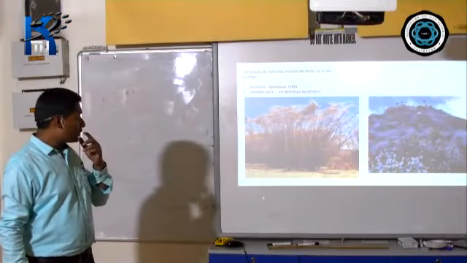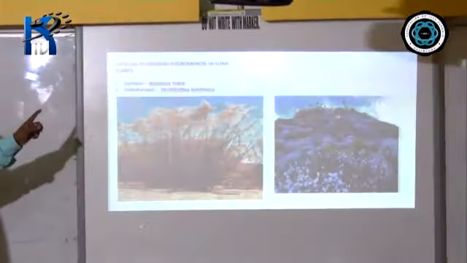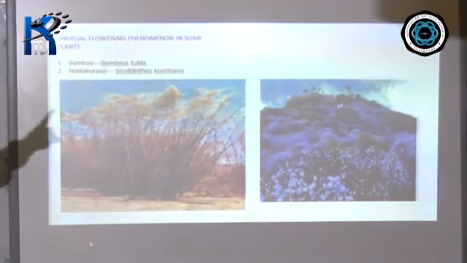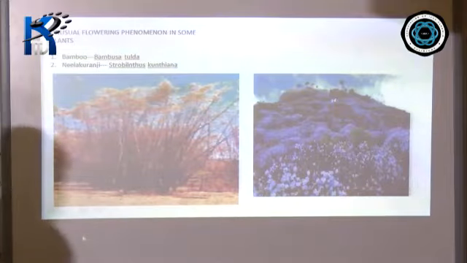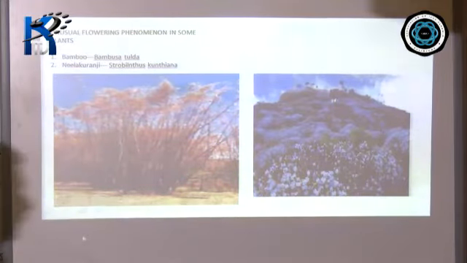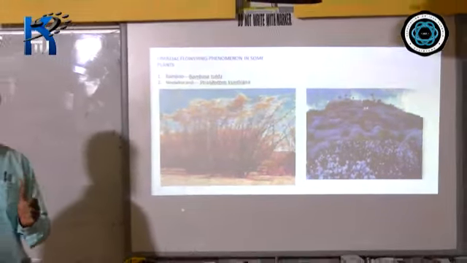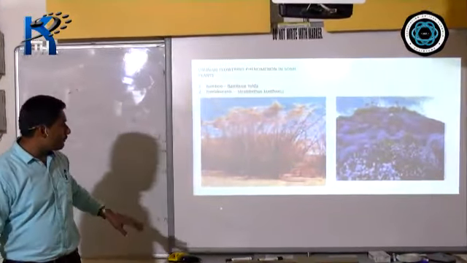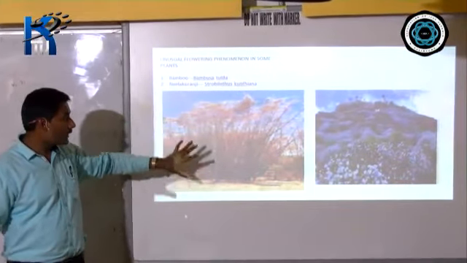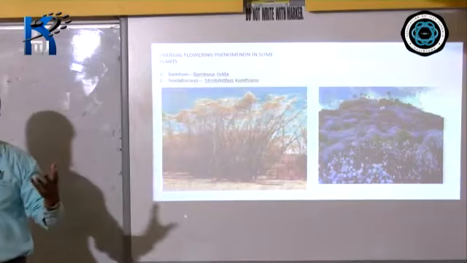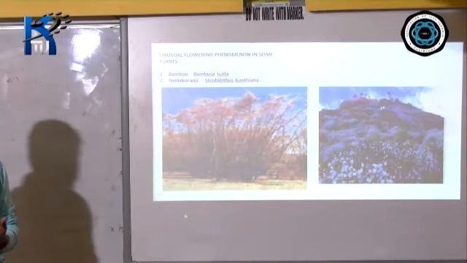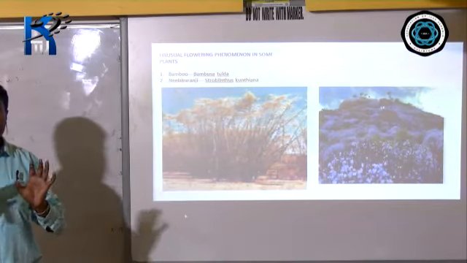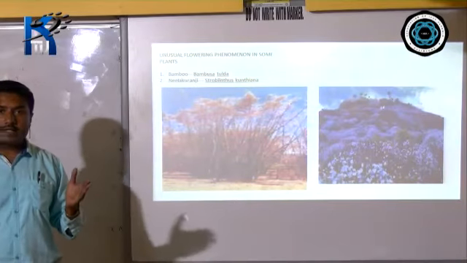Now let's come to another part of the topic, that is unusual flowering phenomenon in some plants. So what is this unusual flowering? All plants may not flower, but there are certain types of plants which flower at a certain interval of time, at certain years. Take for example bamboo, Bambusa tulda, some species of which flower after 50 years, and some bamboo may flower after 100 years. After they flower, the plant dies. So this is a very unusual type of flowering.